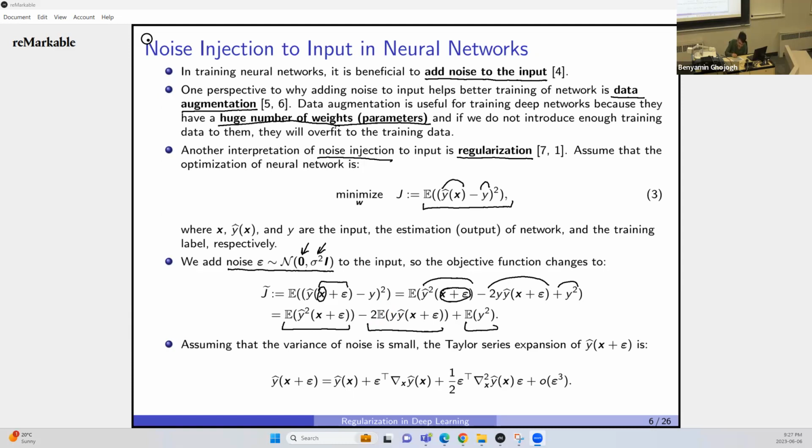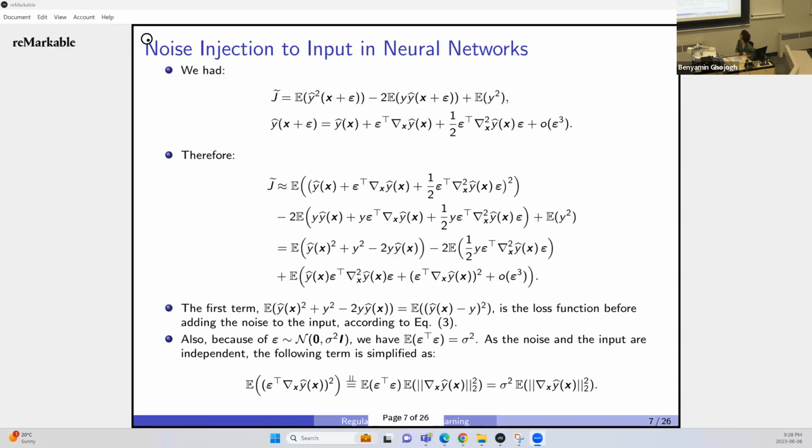Now, assuming that the variance of the noise is small, consider the Taylor series expansion of y hat of x plus epsilon. What does it mean? The output of the neural network for the input x plus epsilon. For the second order Taylor approximation, we can write it as y hat of x plus epsilon transpose times the gradient of y hat of x with respect to x, plus 1/2 times the quadratic term: epsilon transpose times the second derivative of y hat of x with respect to x, times epsilon. So it's quadratic with respect to epsilon, and involves the gradient. Plus some other terms, small o of epsilon cubed. So this is a Taylor series approximation. Now, this is what we had.